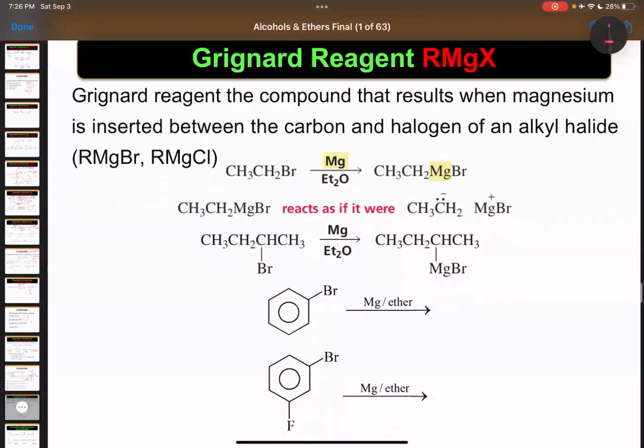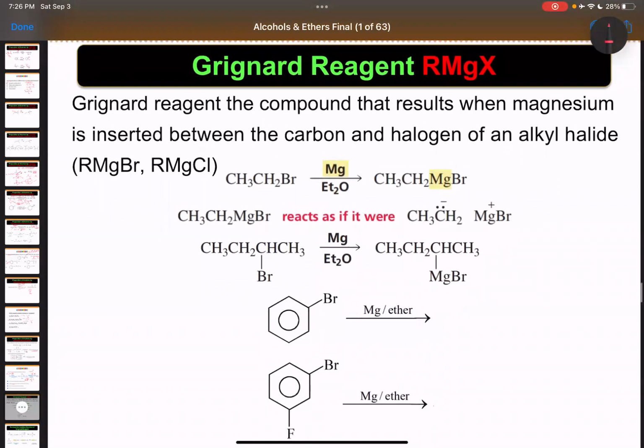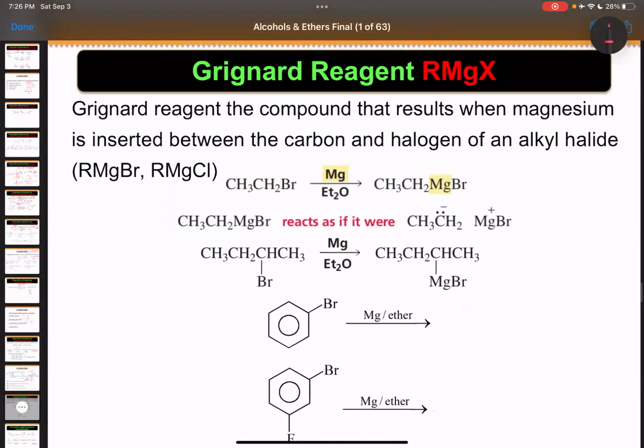So Grignard reagents, what are Grignard reagents? They fall in the category of organometallic compounds. What are organometallic compounds? Organometallic compounds are those compounds in which the carbon atom is directly connected to a metal. Okay, carbon-metal bond.